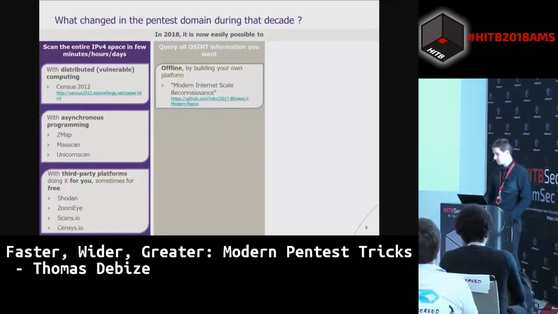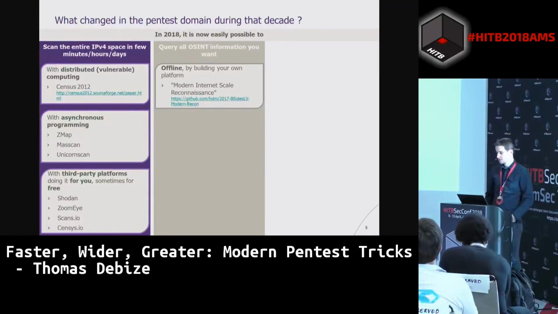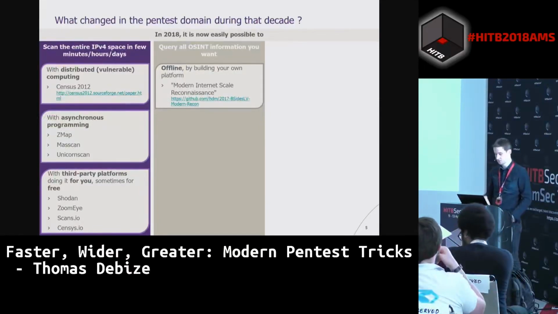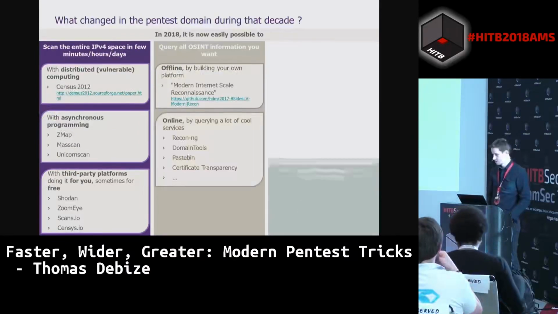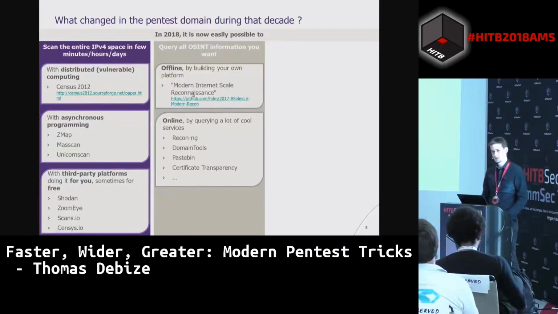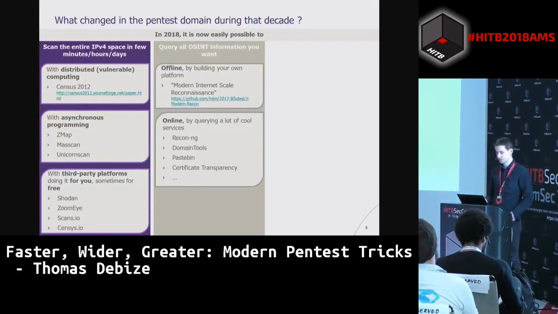It's also possible to query all the open source information you want offline by building your own platform. I was at that talk at Black Hat Las Vegas last year. It was really awesome. The guy tells you how to build your own mass scale big data platform to index everything and perform queries for free. And then some online services, I guess. I hope you all know the tool Recon-ng, which is based on different modules. Those modules will query not the main tool, because it's a closed and not free platform, but certificate transparency, HackerTarget, and so on. So again, with online services, you have a lot of OSINT information.